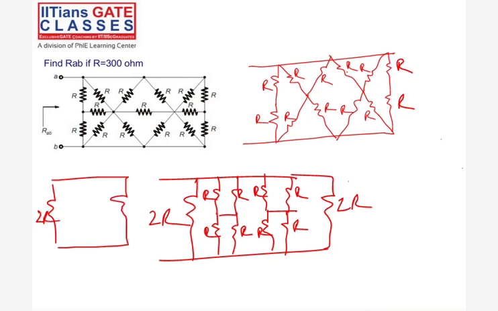2R parallel with R. 2R parallel with R. Sorry, 2R parallel with 2R. Okay. 2R parallel with 2R is R. R, right? So you'll be having 3 resistors in parallel, all equal to R. So what is the equivalent resistance? R and R, R by 3. And R is given as 300 ohms. So this will be 100 ohms.